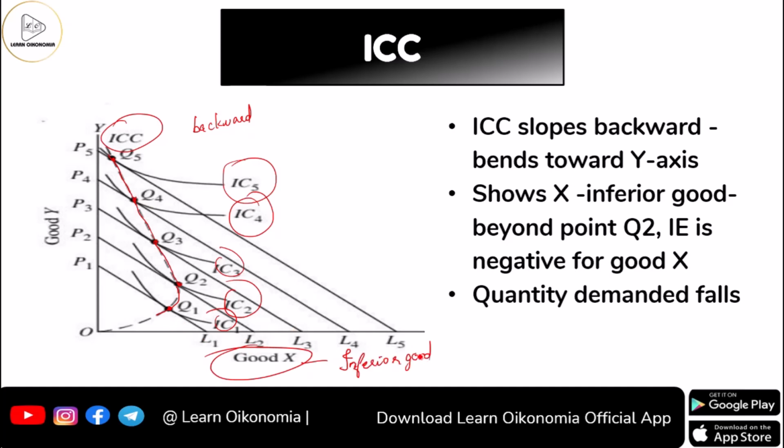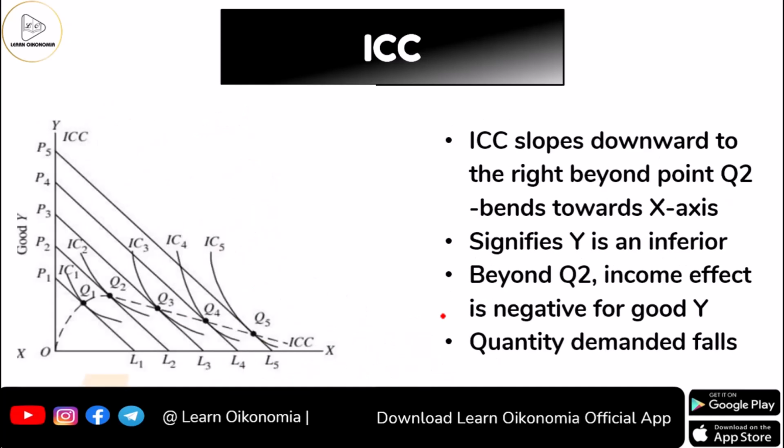Why? Because you are reducing the consumption of commodity X. And your income effect with respect to good X is negative. And for the very same reason, the consumption of X is coming down when there is an increase in income. Income increase means the consumption of X is coming down. This is what you can see in this particular diagram.